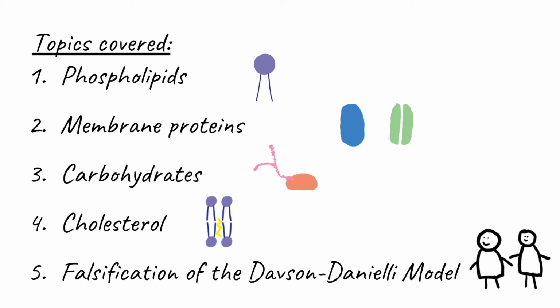To review, this video talked about the main components of a plasma membrane, including phospholipids, membrane proteins, carbohydrates, and cholesterol, and also provided evidence falsifying the Davson-Danielli model.